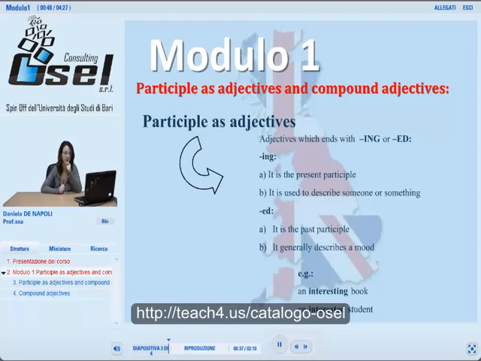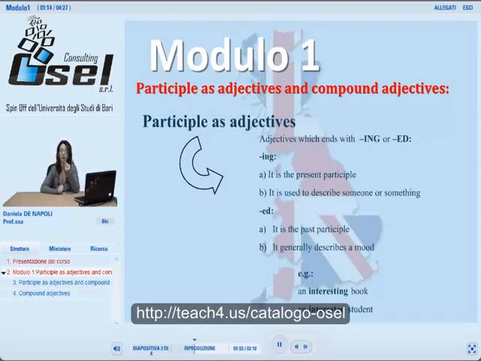The use of the present or past participle does not depend on the verb tense of the sentence, but rather on the receiver situation. For example, there are adjectives which end with -ing and others which end with -ed.